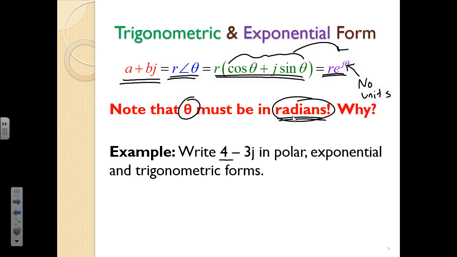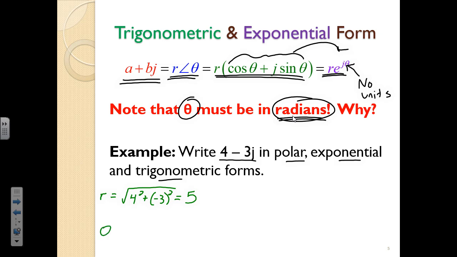Okay, so let's write 4 minus 3j in polar, exponential, and trigonometric form. All right, let's get to work. So we know from the work that we've done that the magnitude can be found by taking the square of the real component and the imaginary component, and that turns out to be the square root of 16 plus 9. Square root of 25 is 5.